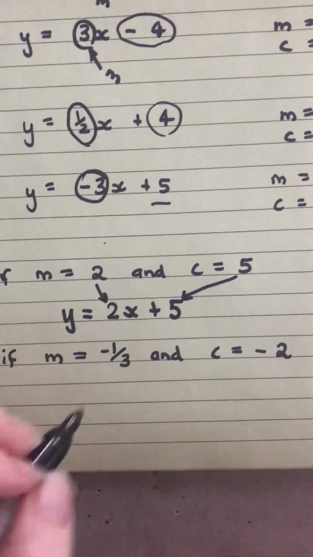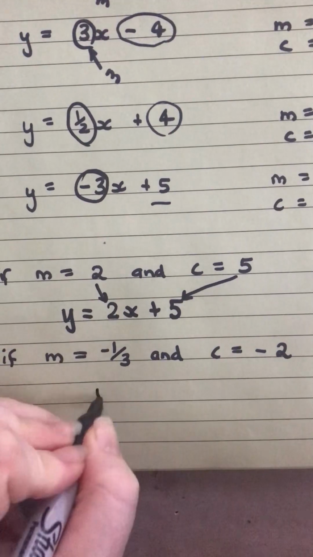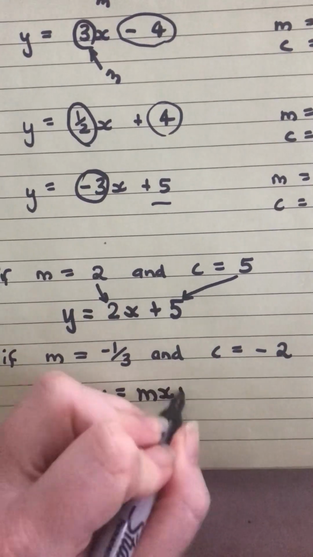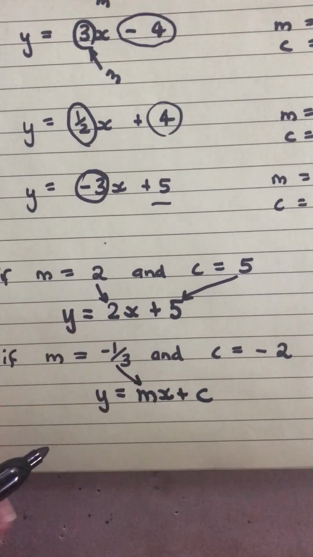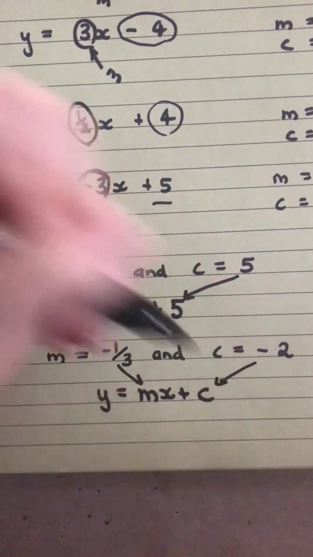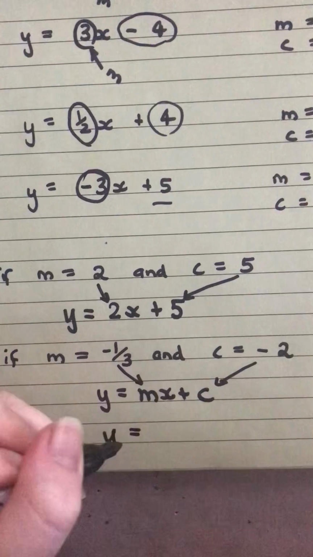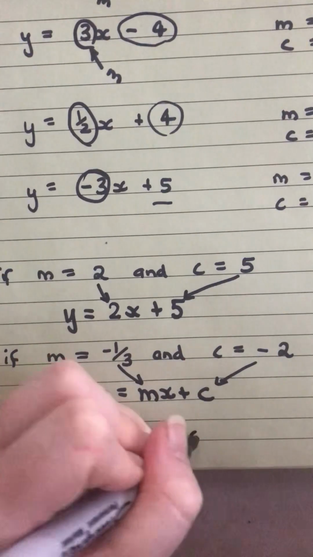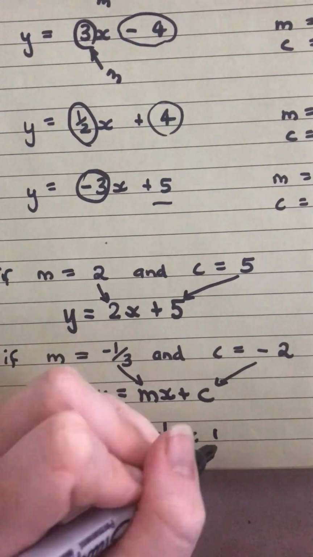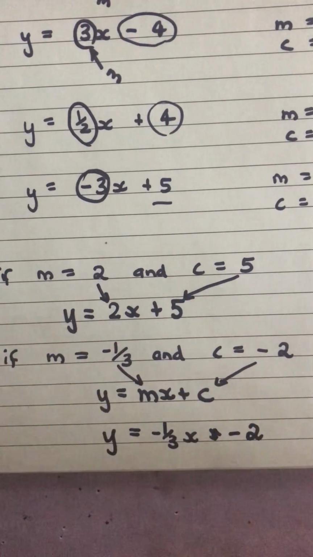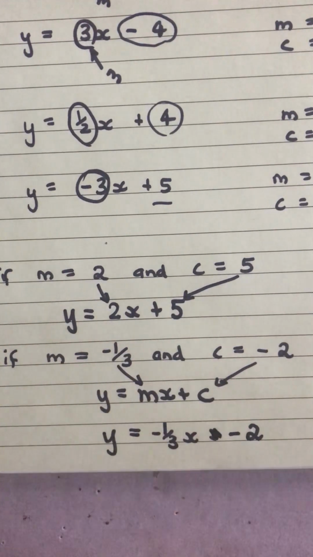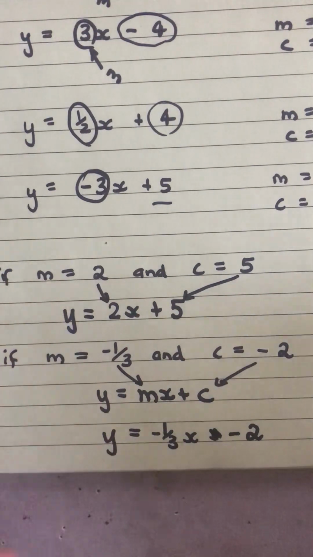In my last one, I've got my mx plus c. I'll just quickly write that there so you can see where it's coming from. Our m is negative 1/3, our c is negative 2, so I can write that as y equals negative 1/3 x, and instead of plus 2, I'm going to write minus 2 there. So if I had some white out, I would white that out. And that is just that start of doing equation of a line.